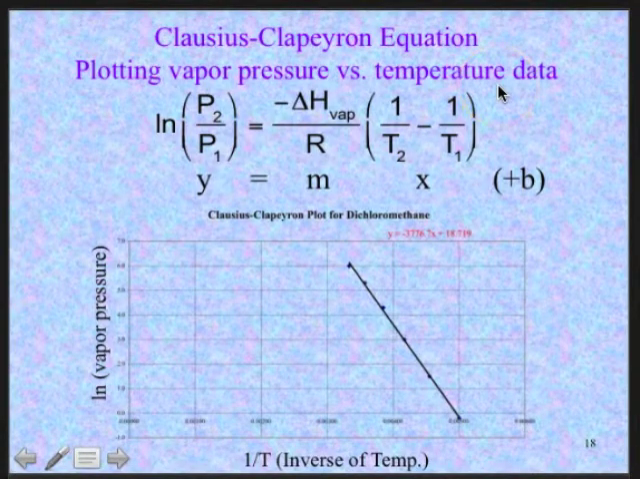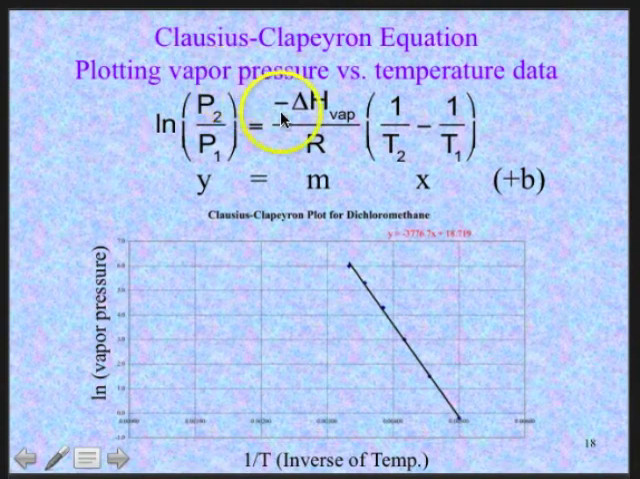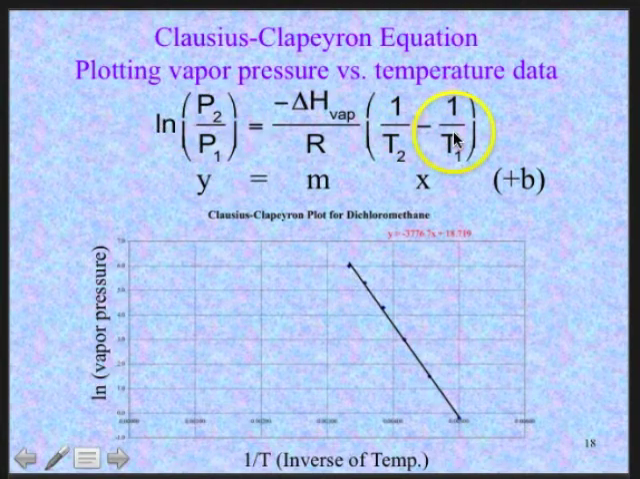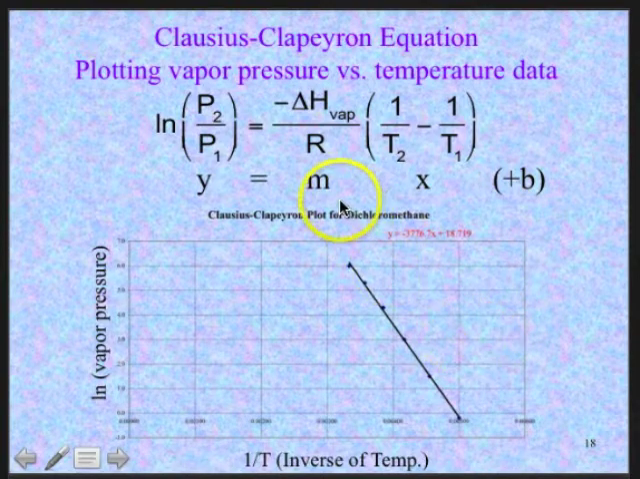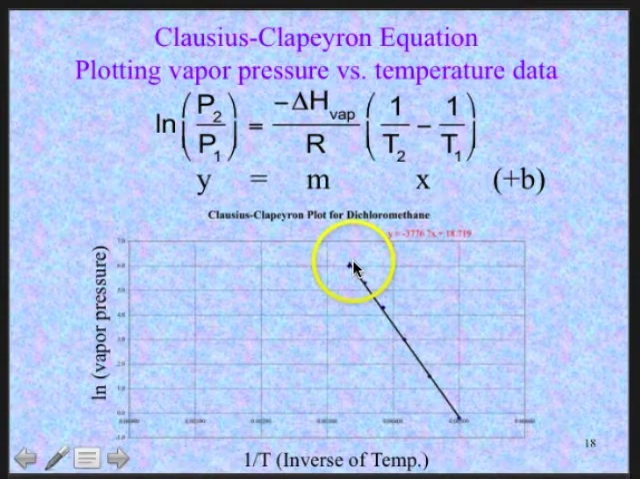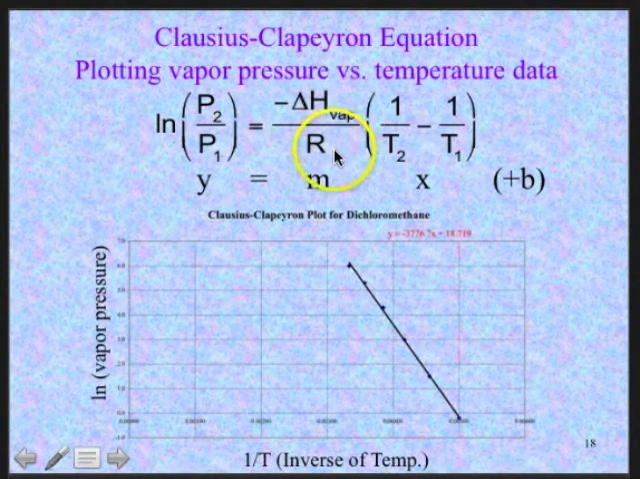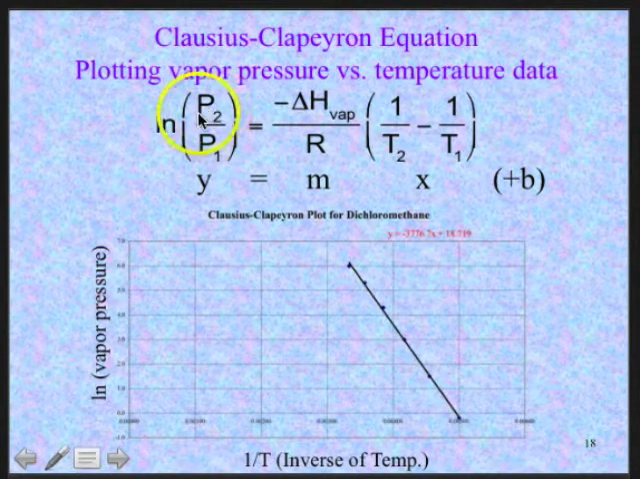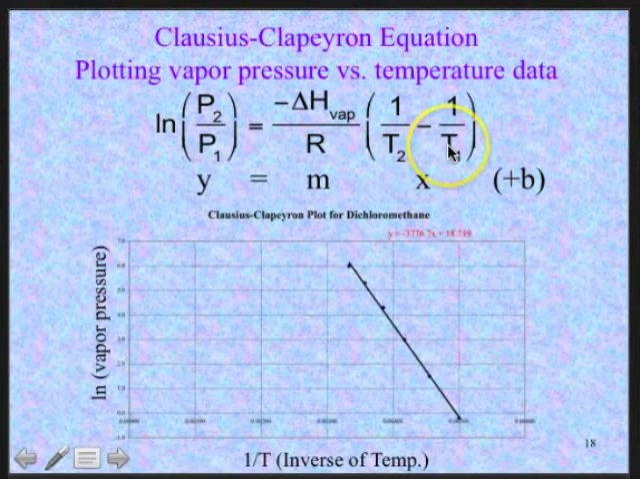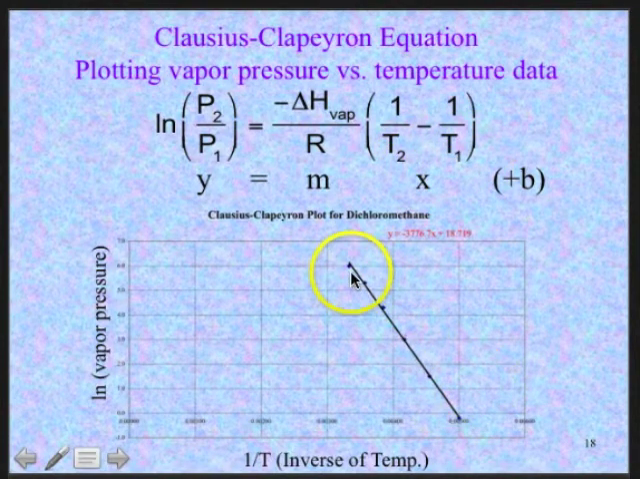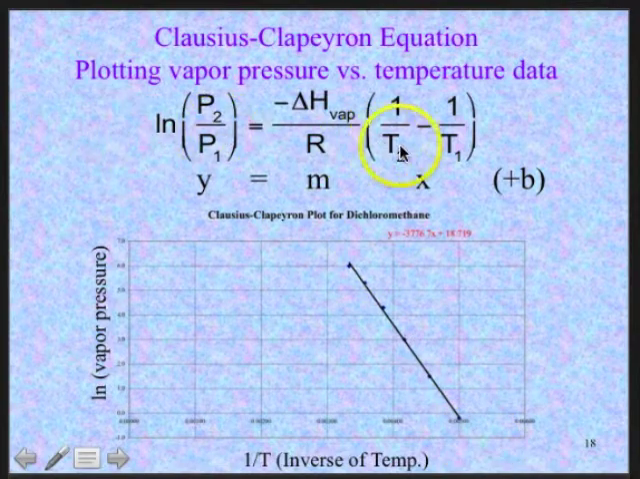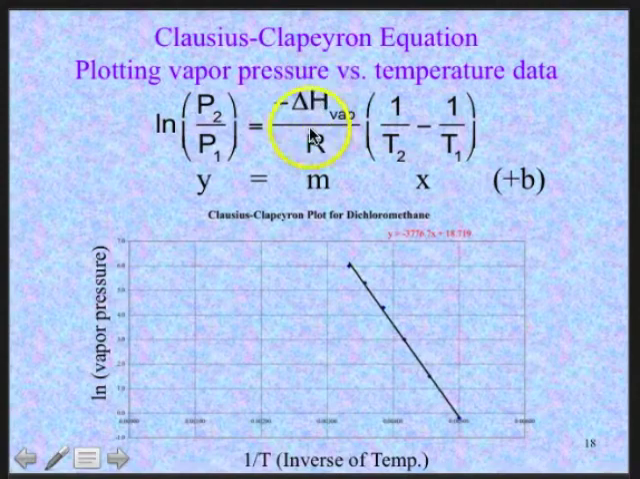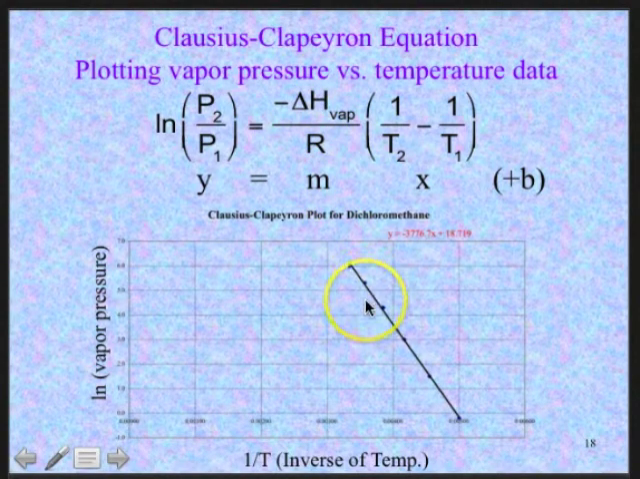It's the Clausius-Clapeyron equation, where we plot vapor pressure versus temperature. And when we plot it in this form, we get y equals mx plus b, and the slope of the line is minus the heat of vaporization divided by R. So if you have a whole set of data of vapor pressures at different temperatures and you plot them, you can get a straight line plot if you plot it in this format, and the slope of that line is going to tell you what the heat of vaporization is.